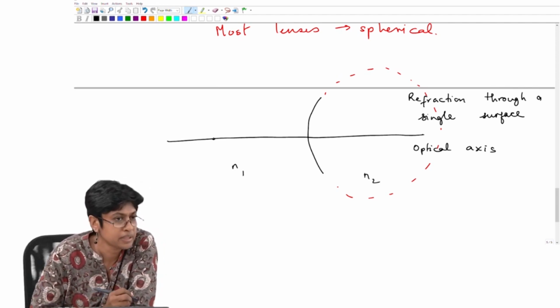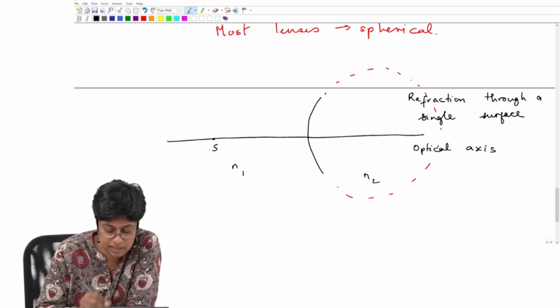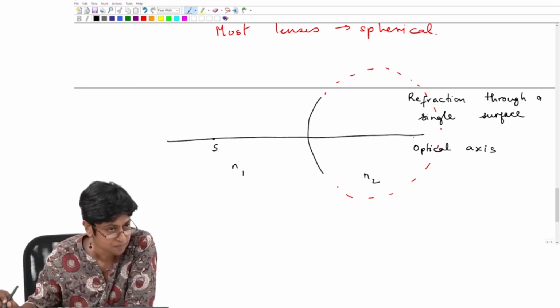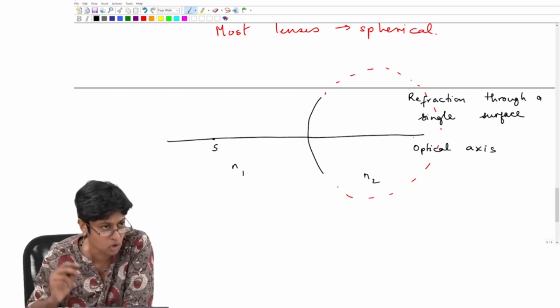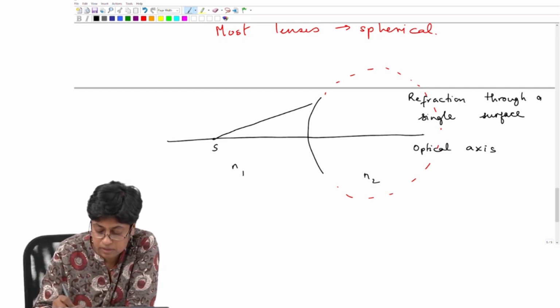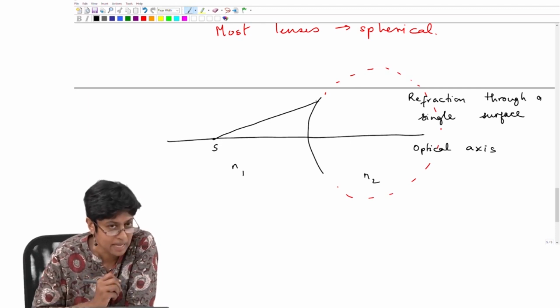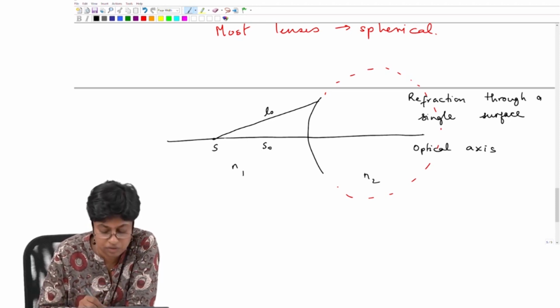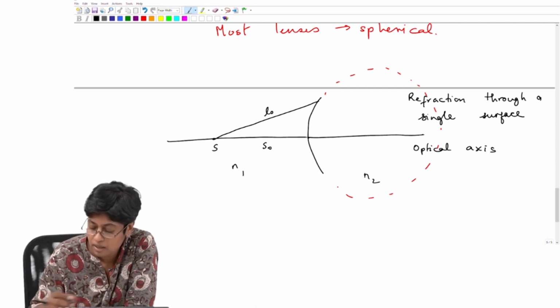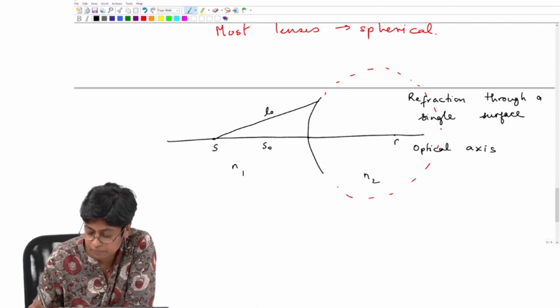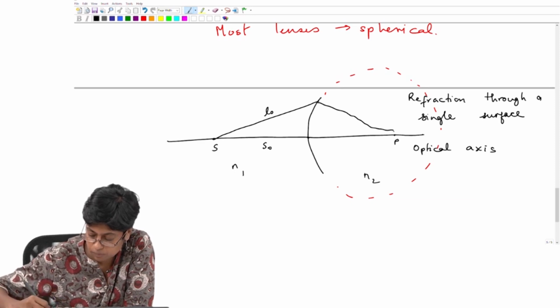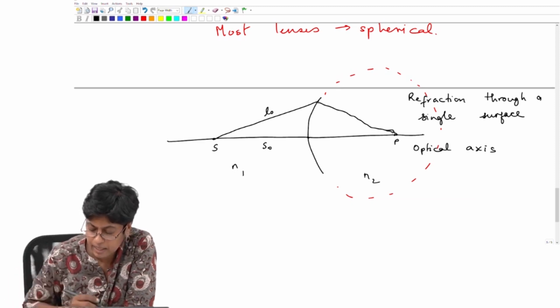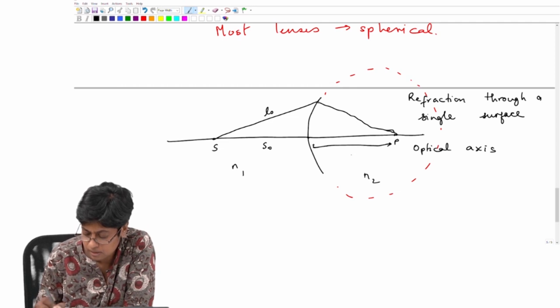The object I want to image is a point on the axis, let us say it is at point S, and of course there will be a ray that travels along the axis. There may be millions of rays. I am going to look at two rays, the one that travels along the axis and the one that travels at some other angle. We will call this distance L0 and this distance S0. S0 is from S to the vertex here. Let us say the image is at point P. So, this ray goes to point P, and this distance is Si.